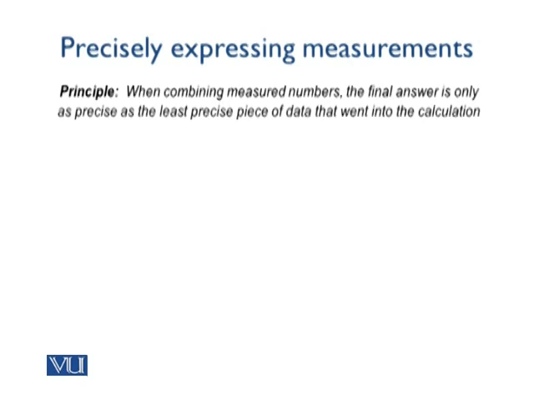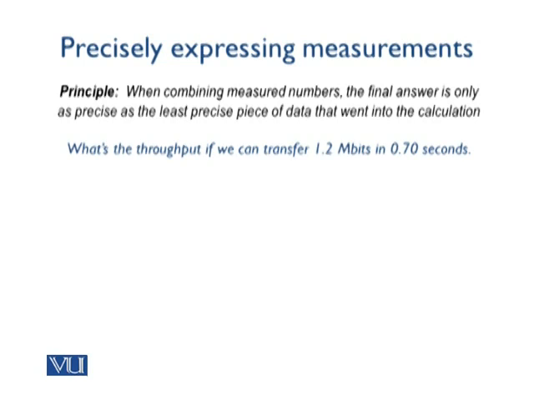Let's say we have a network and we want to check what is the throughput of this network. We make a measurement and we see that in 0.70 seconds, we're able to transfer 1.2 megabits of data. So now the question is, what is the actual throughput? You must note here that the measurements that we've made are actually correct to two significant figures. So 1.2 megabits has two significant figures, and 0.70 again has two significant figures.